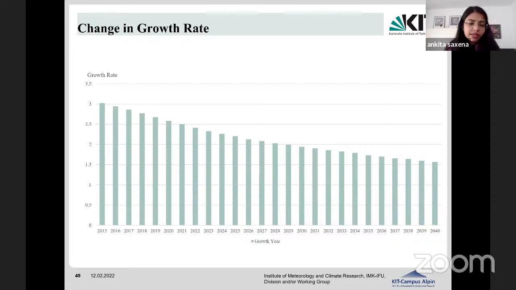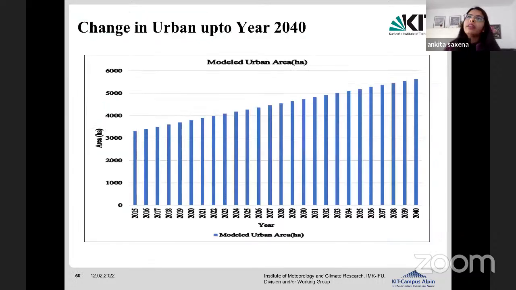That's what the study says from this. And it is highly relevant also if you talk about statistics that are also showing that the growth rate might decline with time. And these are the areal statistics, how the urban area is going to increase in the near future.